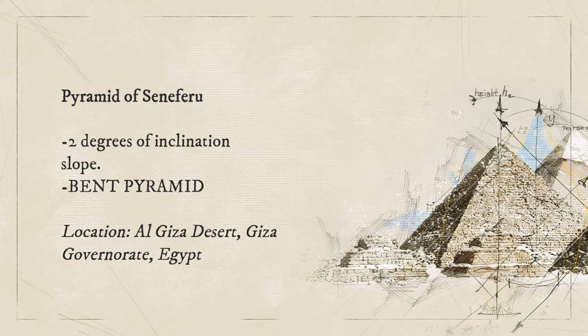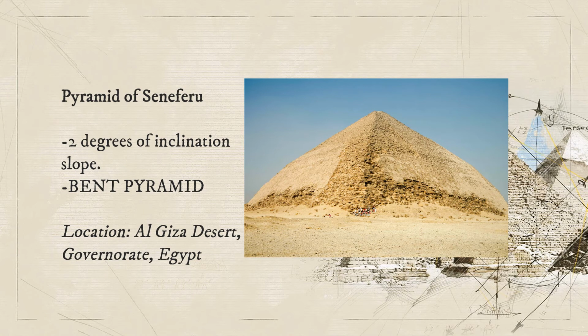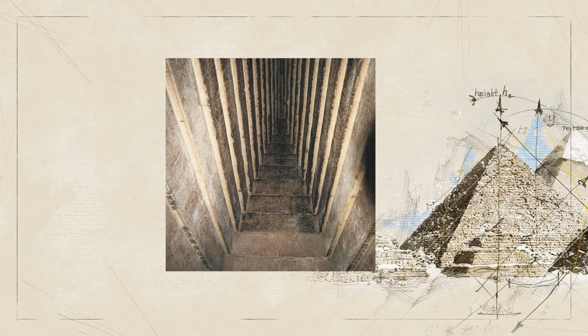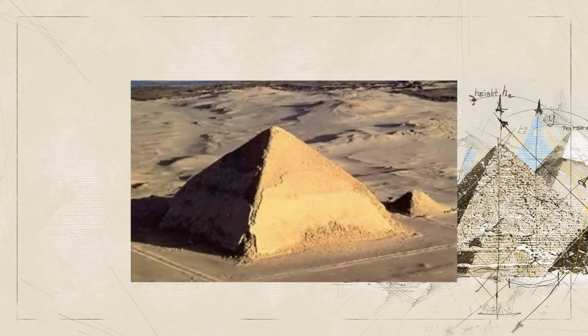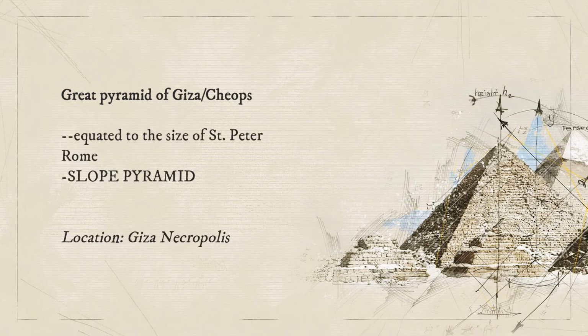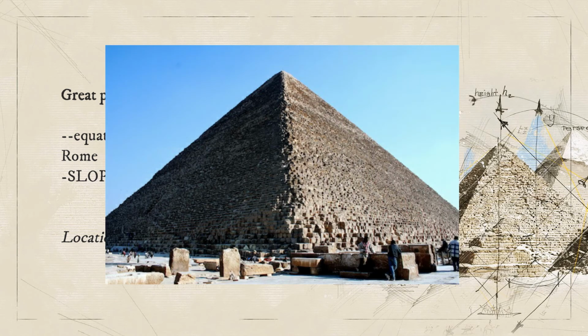Next, you have the Pyramid of Sneferu, a bent-type pyramid. It appears bent because its slope changes at the midway point. The lower part of it was built at an angle of 54 degrees and the upper part at 43 degrees. Next, you have the Great Pyramid of Giza, or Cheops, the commonly known pyramid, equated to the size of St. Peter's in Rome, and a smooth-sided type of pyramid.